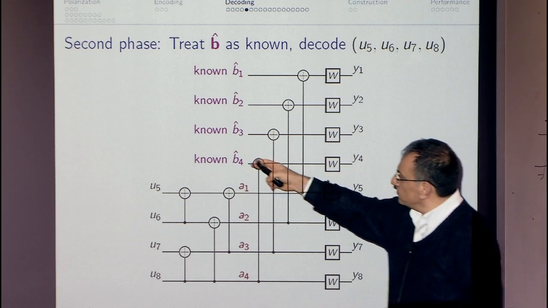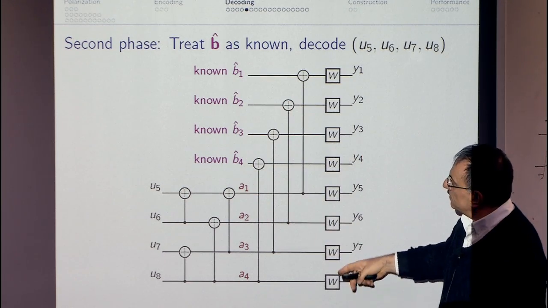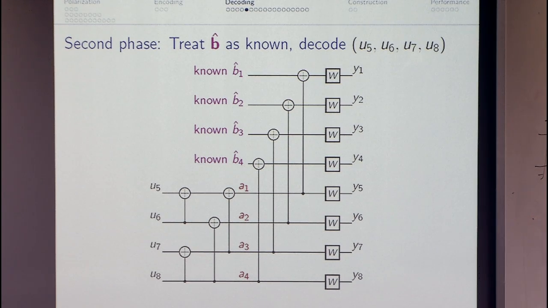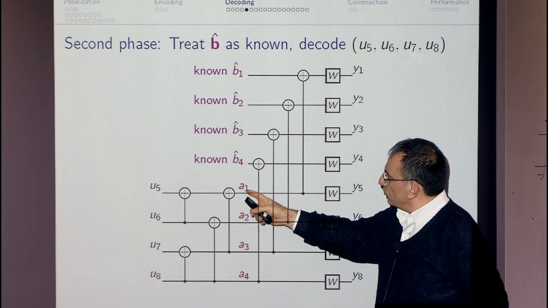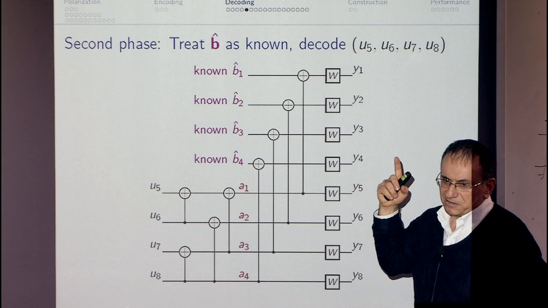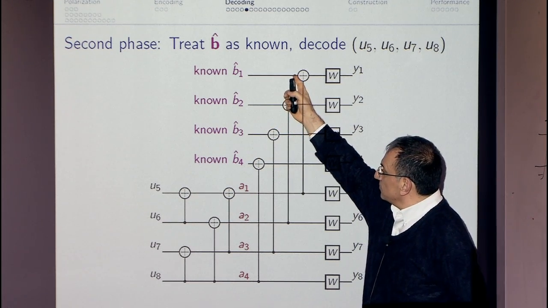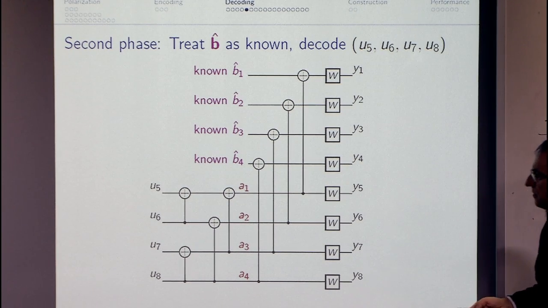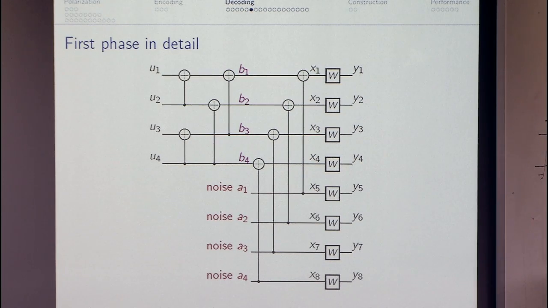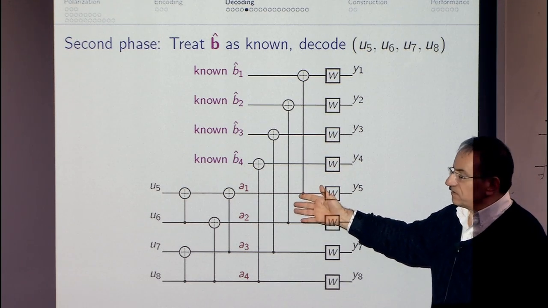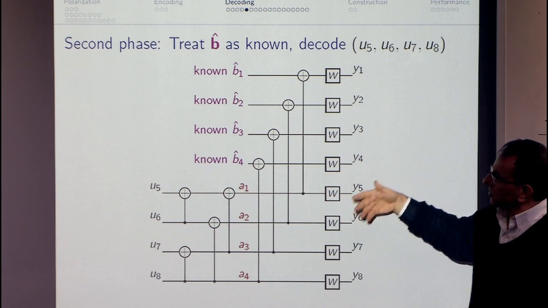Now, if these have been estimated all correctly, each of these is like having been sent through the channel W plus. Okay, so the equivalent channel here for A1 is a W plus channel, if B1 has been estimated correctly. I said W plus, but W plus at this layer, of course.